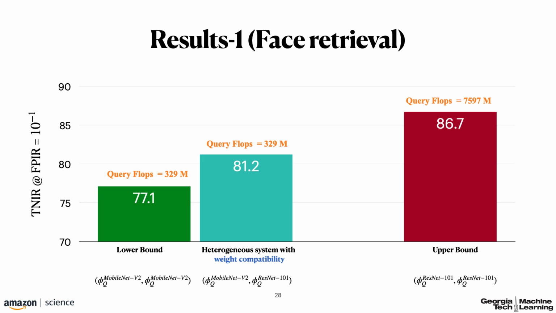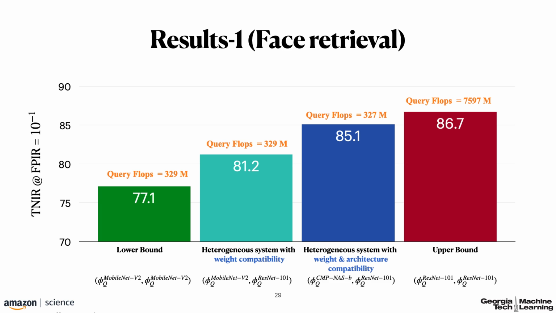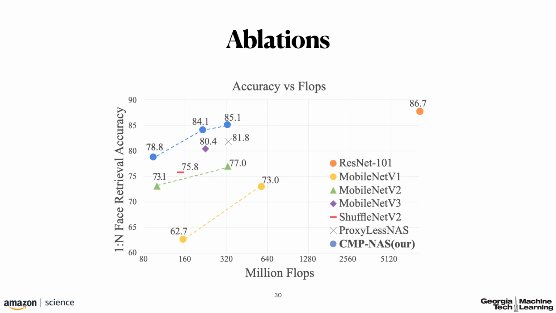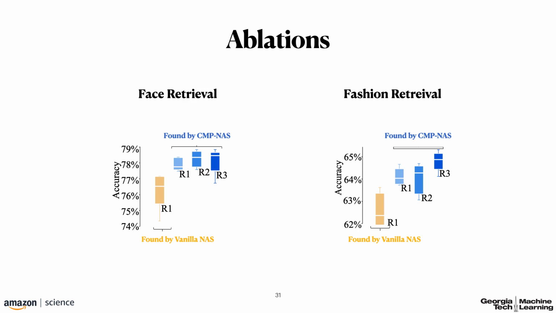When we only consider the weight compatibility, a heterogeneous system containing a MobileNet v2 and ResNet 101 obtains 81.2% retrieval accuracy with a cost of 329 megaflops. However, when we optimize the query architecture using CMP-NAS, our heterogeneous system achieves 85.1% accuracy with a comparable cost of 327 megaflops. We compare the performance against many recent state-of-the-art architectures and find CMP-NAS, shown in blue, outperforms all of them. Lastly, the models searched by CMP-NAS using different methods and shown in blue outperform the ones searched by vanilla NAS algorithm shown in yellow.